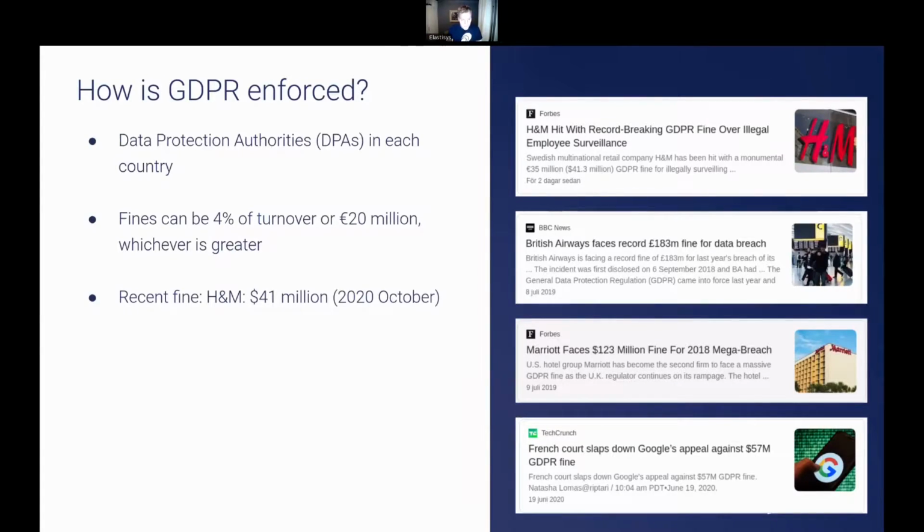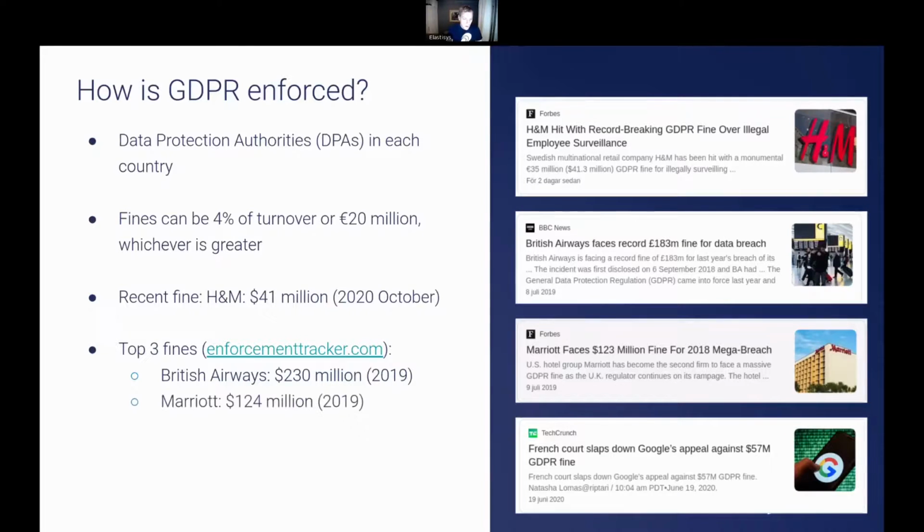We had a recent fine just a couple of days ago. H&M was fined in Germany for the slight sum of $41 million. But that pales a bit next to the top 3 fines. I think most of you have probably heard of this. British Airways was fined by the UK regulator. Marriott, this is a US company, was fined also, I think, by the UK regulator. And Google was fined pretty recently as well.